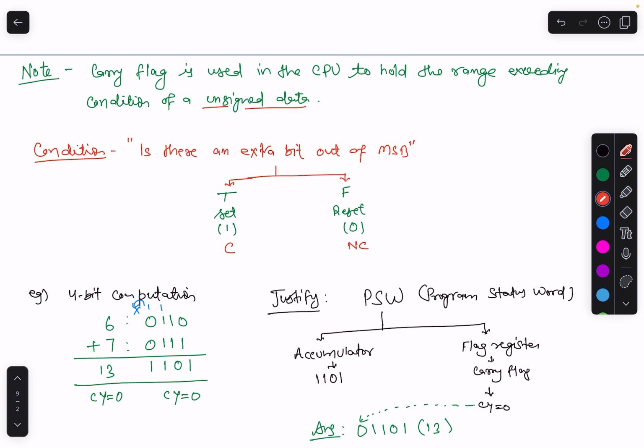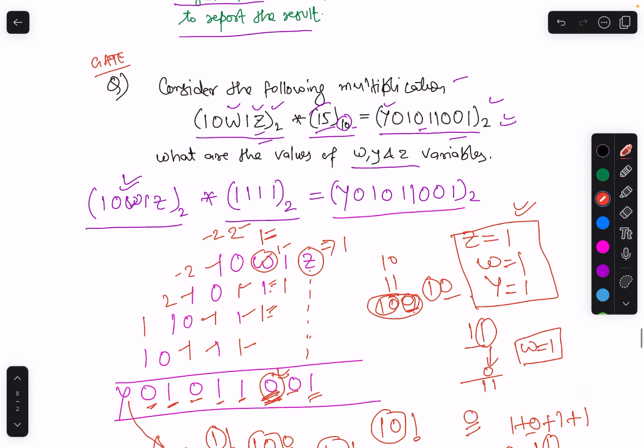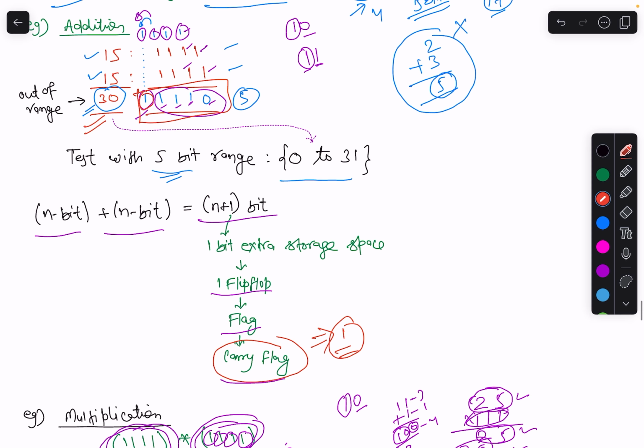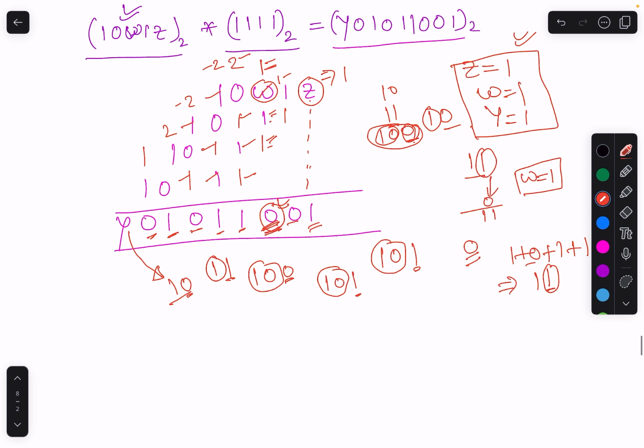So this is one note here, that the carry flag is used in the CPU to hold the range exceeding condition of unsigned data. So here when we were adding two numbers, there was an overflow, because the output was 30 and we cannot store 30 in 4 bits. So we use this carry flag to store this one. So carry flag is 1, that means there is an overflow, that means there is the range exceeding condition, right?